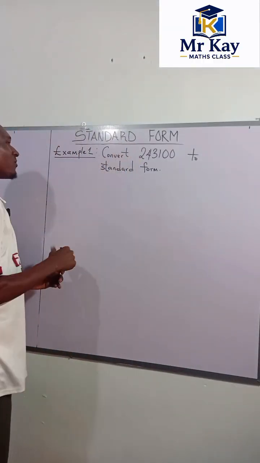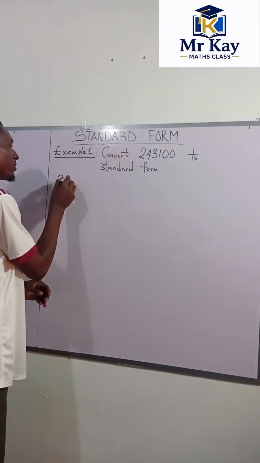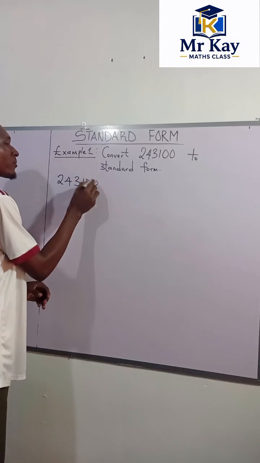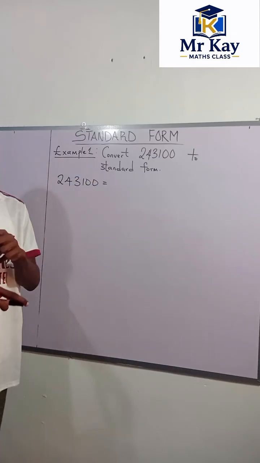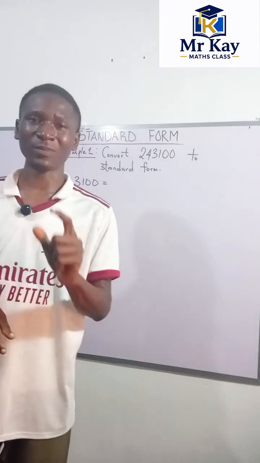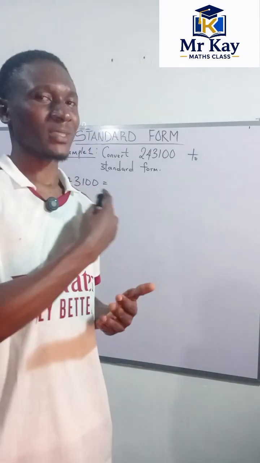Now the question says we should convert 243,100 to standard form. What is going to be our answer? First of all, you have to identify your decimal point. Where is your decimal point?